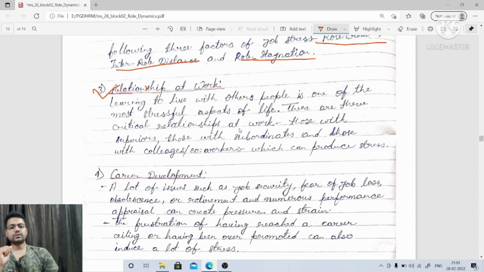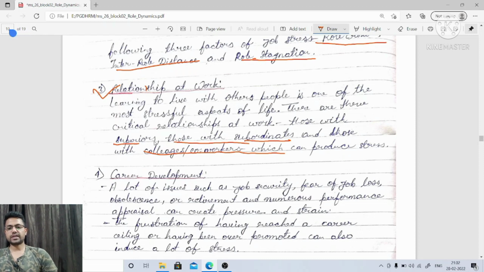Relationships at work: those with superiors, those with subordinates, and those with colleagues. So here are three types of relations a particular person has to maintain in the organization. Learning to live with others is stressful for human beings, so how to maintain relations with these three categories of people may cause stress to the individual.